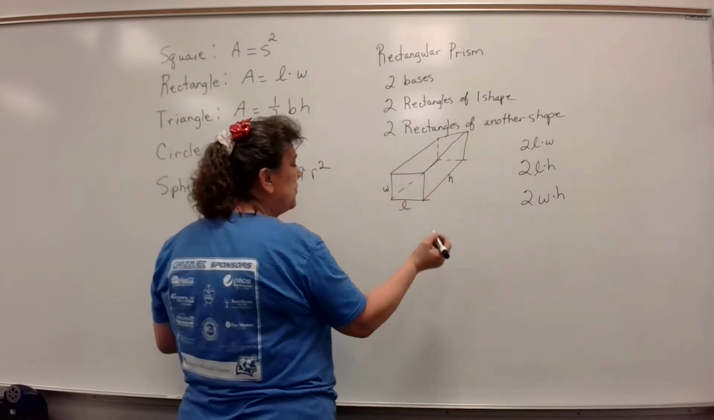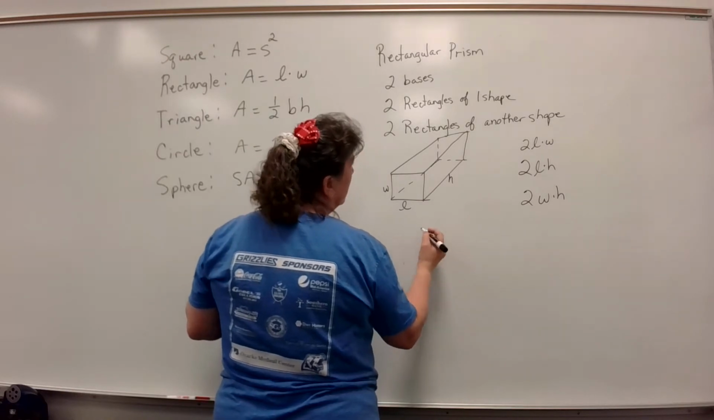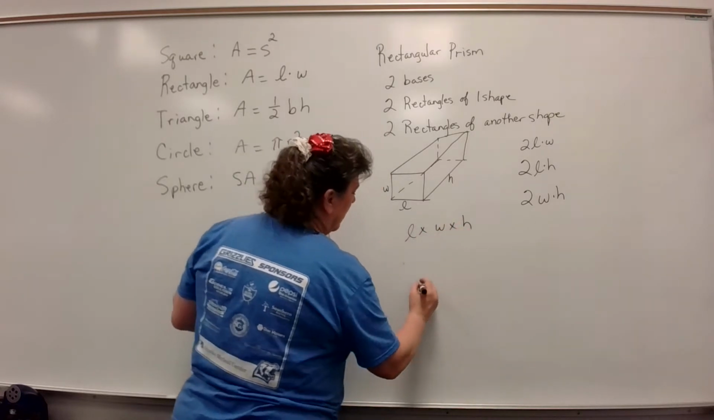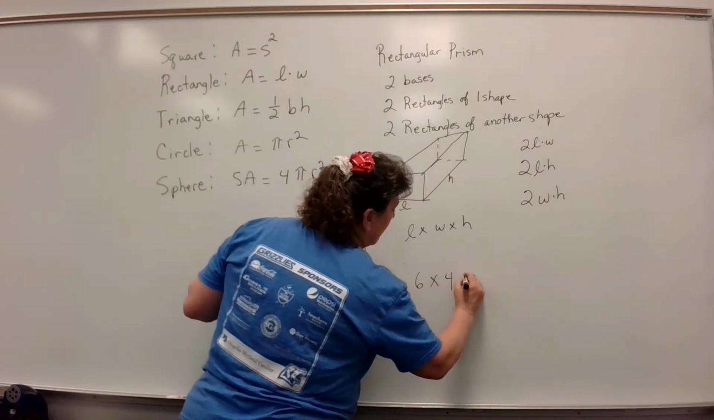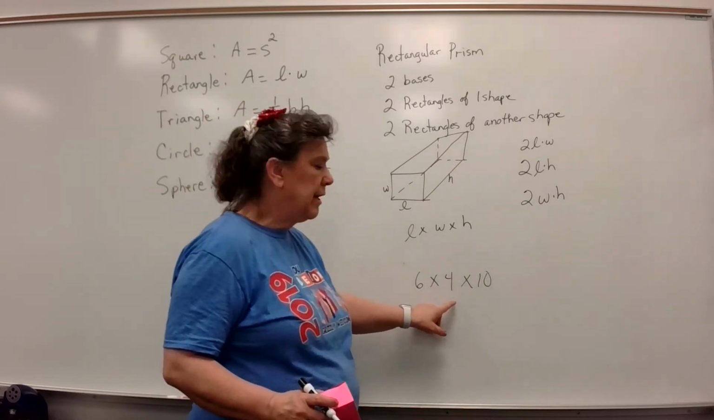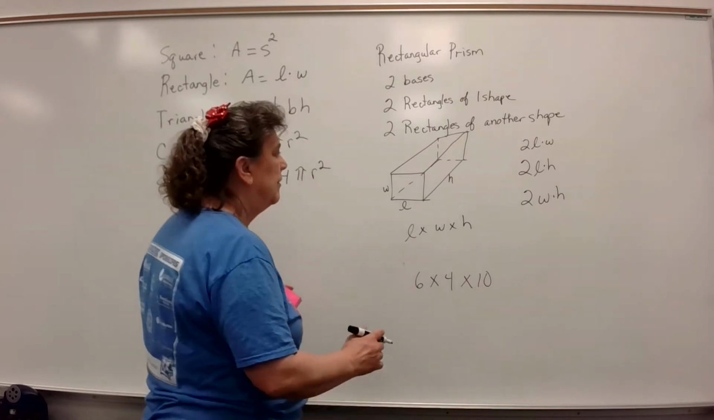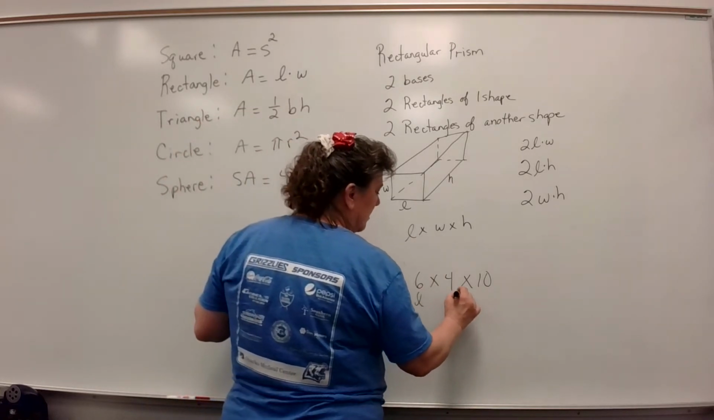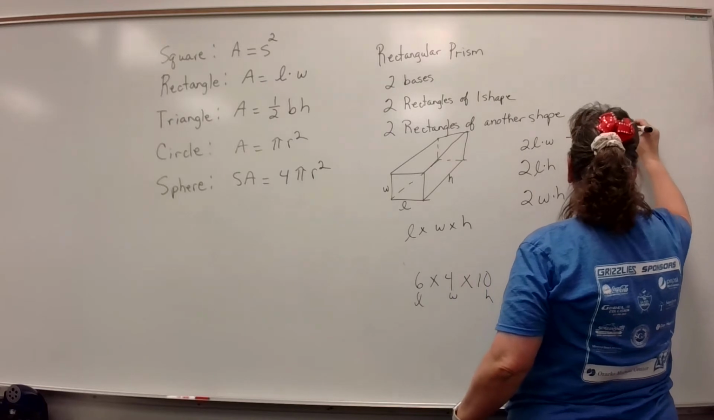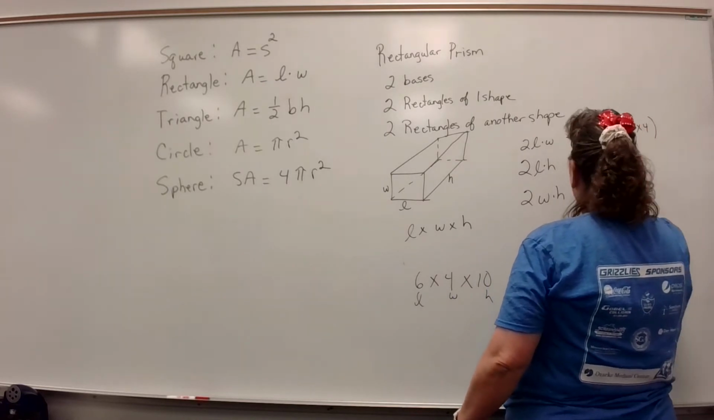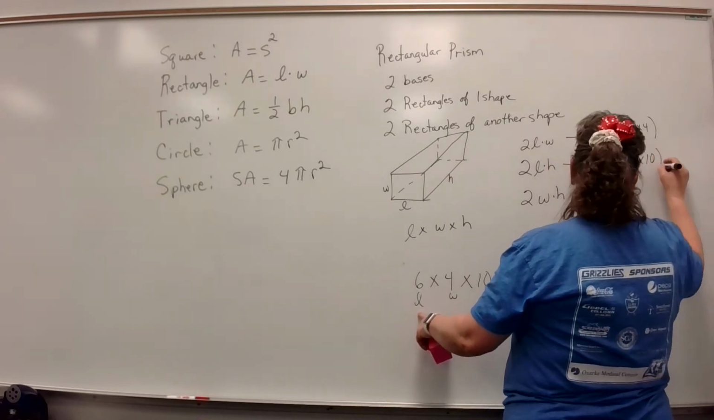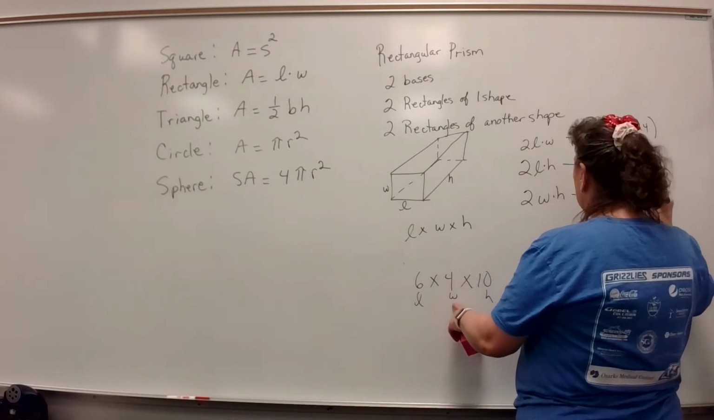If I have a rectangular prism with a length, width, and height of 6 by 4 by 10. In other words, I have a length of 6, a width of 4, and a height of 10. Now, this is my length, my width, my height. So I'm going to have two of those 6 times 4. And then I'm going to have two of the 6 times 10. And I have two of the 4 times 10.